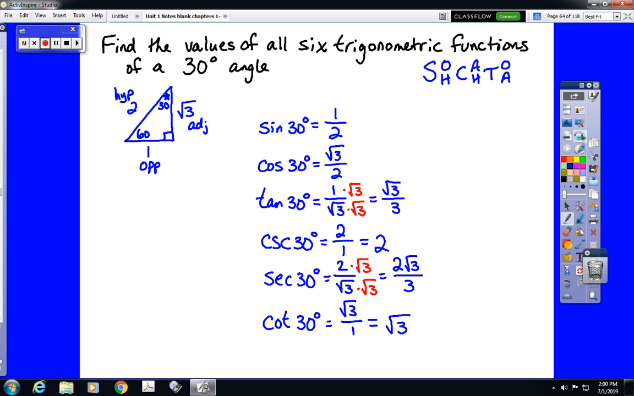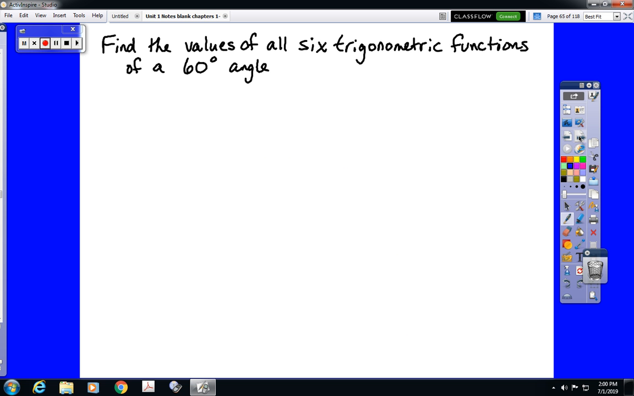We're going to use the exact same picture. So we're still using our 30, 60, 90 triangle, which has side lengths of 1, 2, and the square root of 3. However, now, instead of using the 30-degree angle to name the sides, we're using the 60-degree angle, which means the square root of 3 will be our opposite, 1 will be our adjacent, and 2 will still be our hypotenuse.